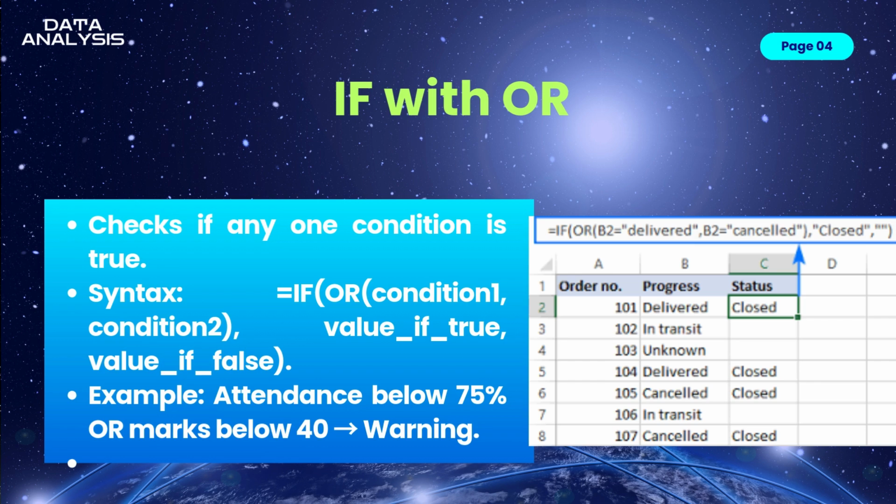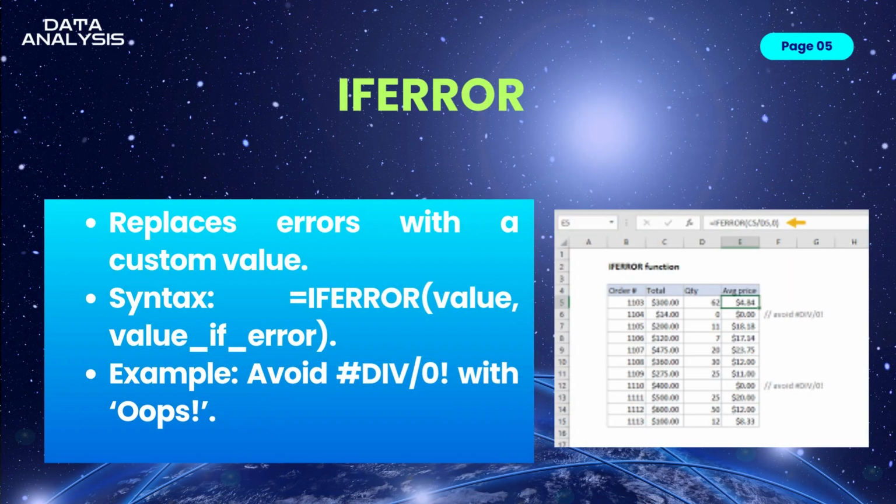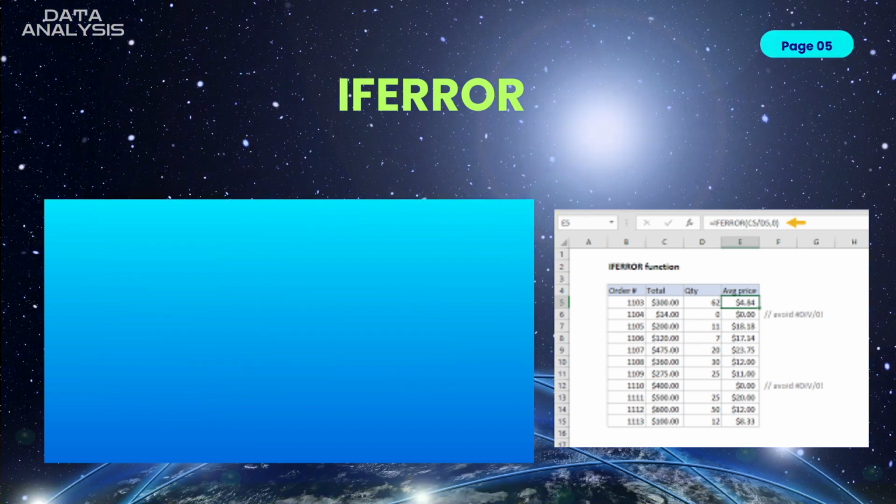IFERROR for clean results. Errors look scary, like the Hash DIV/0 monster. IFERROR is like a broom, it sweeps errors under the rug and replaces them with something nicer. Example: =IFERROR(A2/B2,"Oops"). This way, instead of ugly errors, you get polite messages.